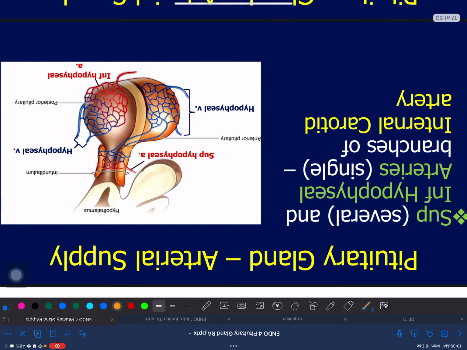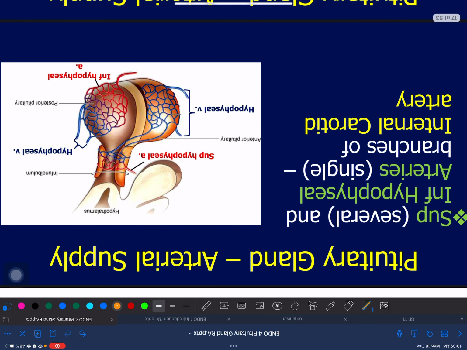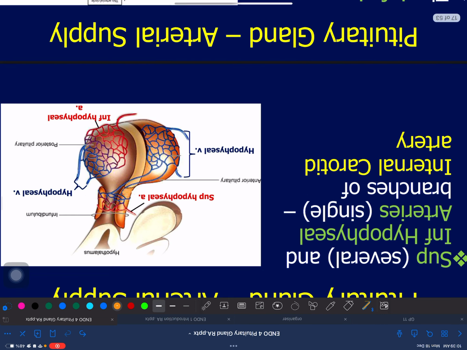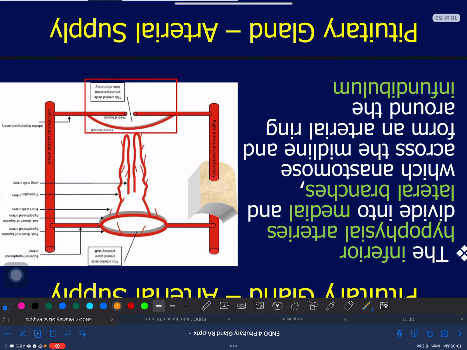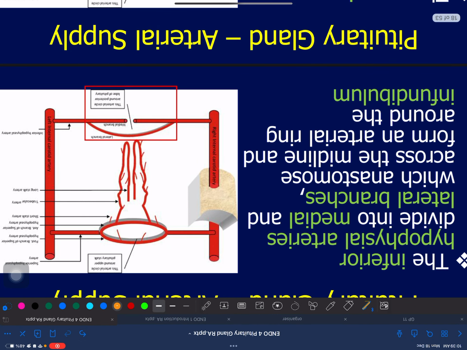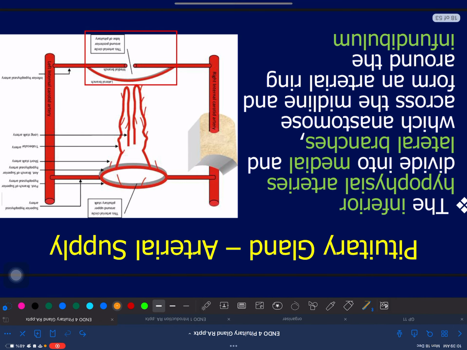There are several superior hypophyseal arteries and one inferior hypophyseal artery. Both are branches of the internal carotid artery. These are the arteries that supply the pituitary gland, superior and inferior. Superior has many, inferior has only one.